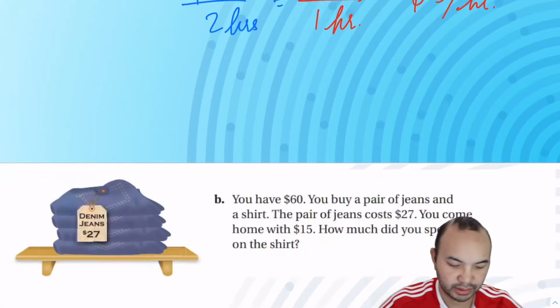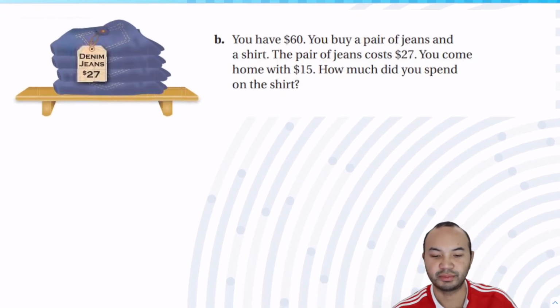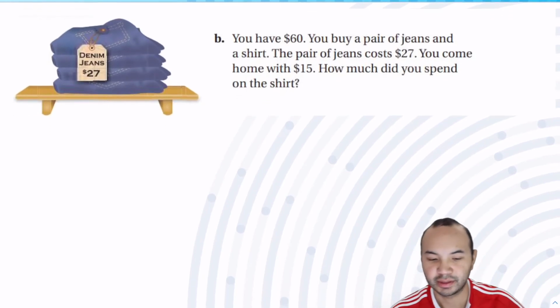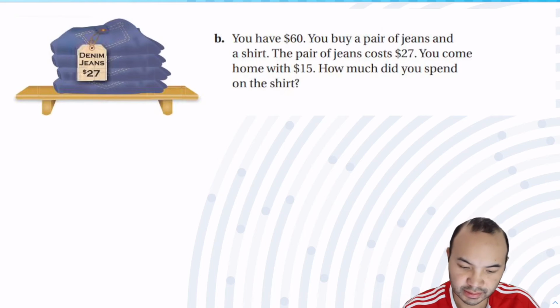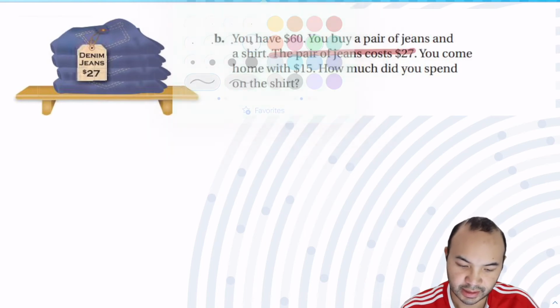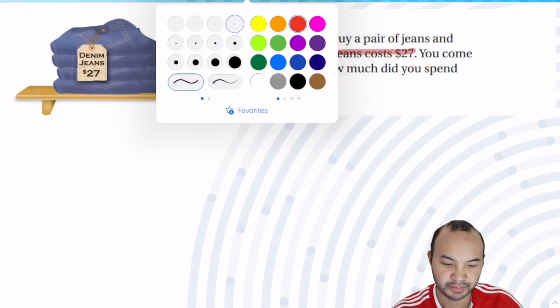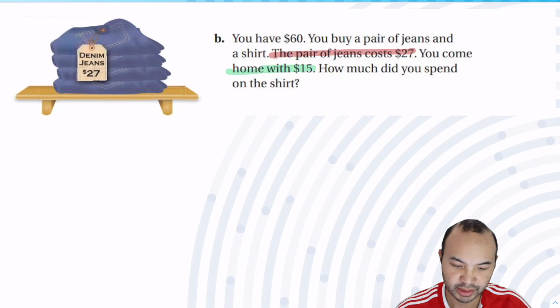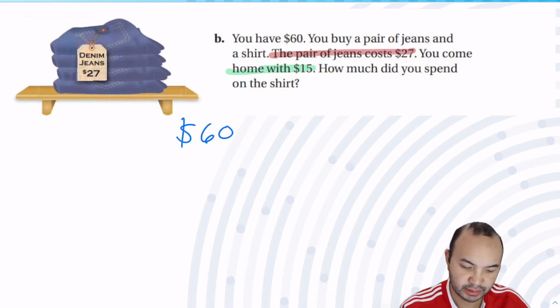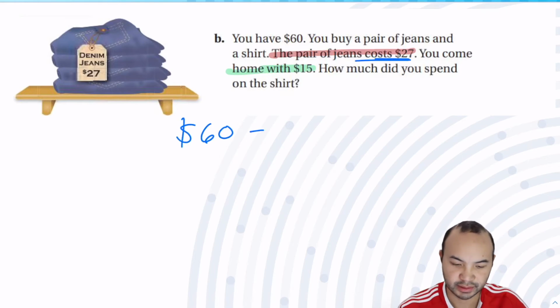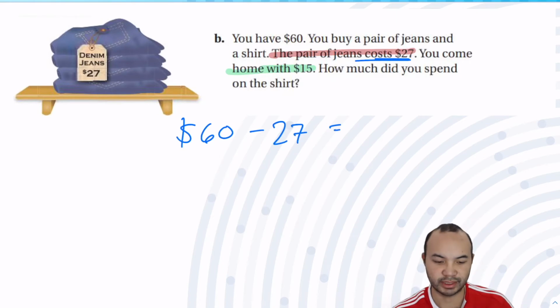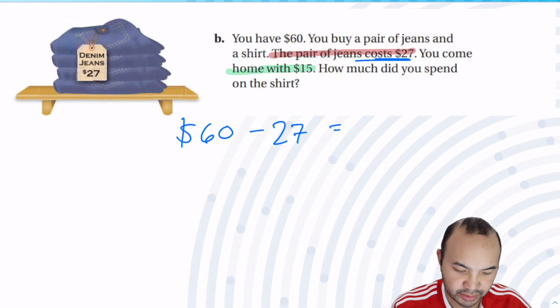Okay, let's look at another example. You have $60. You buy a pair of jeans and a shirt. The pair of jeans costs $27. You come home with $15. How much did you spend on the shirt? What would you do to find out? You could do a couple of things. You have $60. You could go $60 minus how much you spent on the pair of jeans. So 60 minus 27, that would be $33.